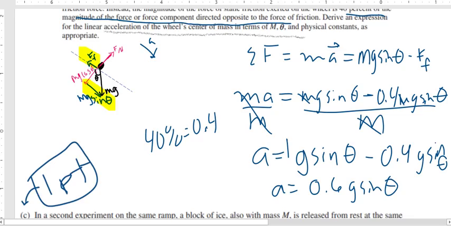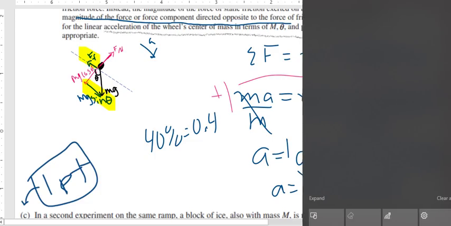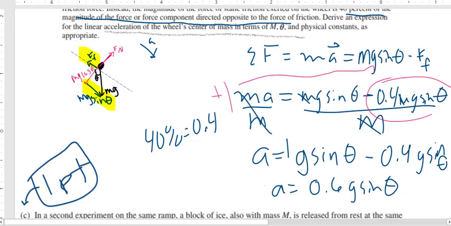This is 2 points. You get a point for the correct expression of Newton's second law. So that will go up here: mg sine theta minus force of friction is equal to mass times acceleration. And then you got a point for recognizing that the weird force they were talking about is mg sine theta and putting 0.4 in front of it. So that's 2 points.